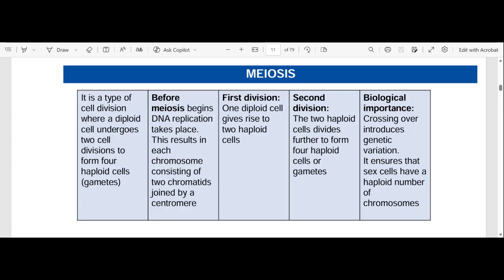Another difference between mitosis and meiosis is that in mitosis you have 1 cell division, whereas in meiosis you have 2 cell divisions.